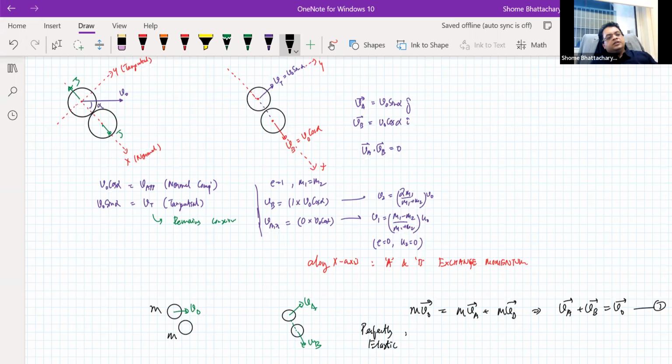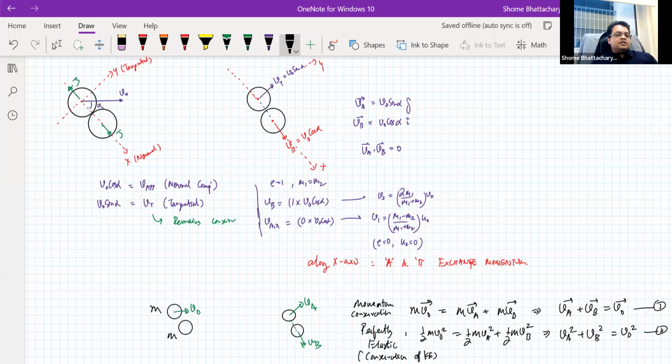So I will interpret that as momentum conservation. And I will interpret perfectly elastic as conservation of kinetic energy. So half mv naught square is this. Once again, cancelling off this, we can see that va square plus vb square is equal to v naught square.